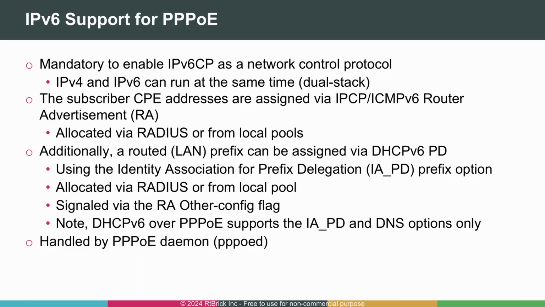So far, we have successfully configured PPPoE sessions to support IPv4. The process of configuring IPv6 support is similar to that of IPv4, but there are some key differences. Instead of using IPCP, the IPv6 control protocol, IPv6CP, is used as the network control protocol for IPv6. The assignment of the IPv6 address to the subscriber's CPE device on the WAN link is handled through IPv6 router advertisement, which is part of the IPv6 neighbor discovery protocol.